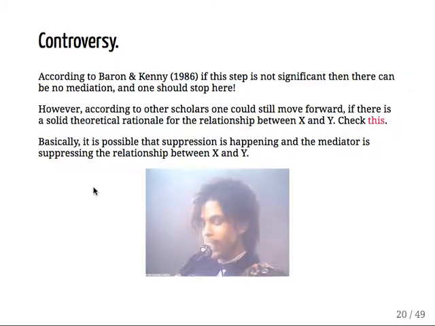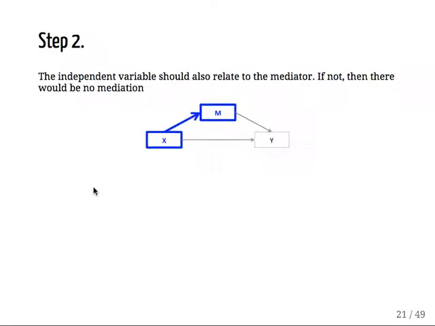So basically, it's possible that some type of suppression effect is happening and that the mediator is so strong that it's suppressing the relationship between x and y. That's the theoretical argument behind it. So if you have a very strong rationale that grades should be related to happiness, even though you don't find a relationship, then according to some people, you could still progress even though this first step wasn't significant. Any questions so far? So all we have done in this first step is do one single regression and test it for the significance of the coefficients.